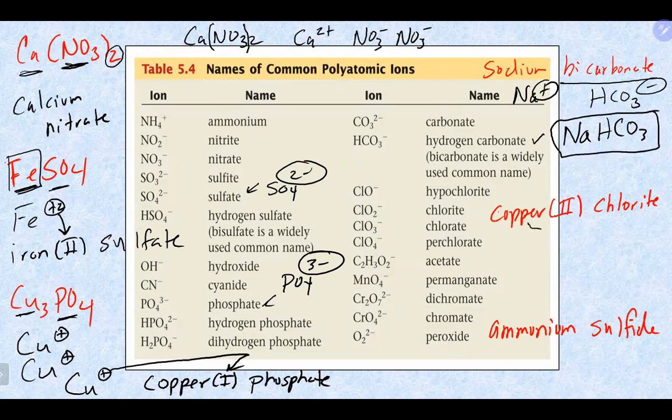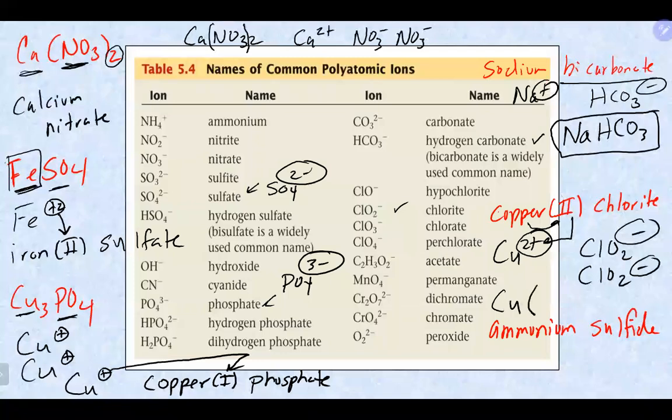Coming here, copper Roman numeral 2 tells me my copper has a +2 charge. That is what the Roman numeral says. Chlorite is right there. That would be ClO2 minus. In this case, that's -1 and +2, which means we do need two of these guys to balance it out. That means our formula would be Cu, and we do need parentheses now, ClO2, and the 2 on the bottom there.